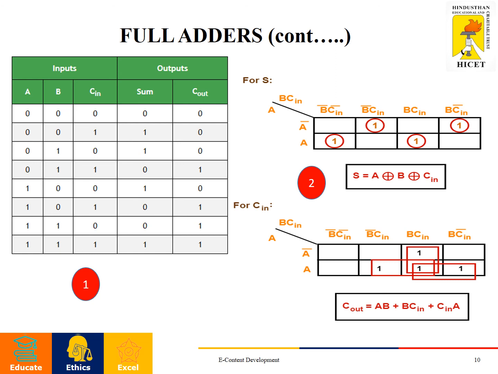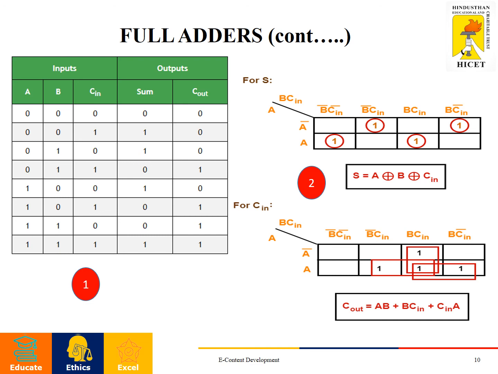And we need to draw the K-map separately for sum and carry from this truth table, and this is the K-map for sum. After generating the K-map, we can write the logical expression, and the logical expression for sum is A XOR B XOR C. This is for the full adder: the sum is A XOR B XOR C.